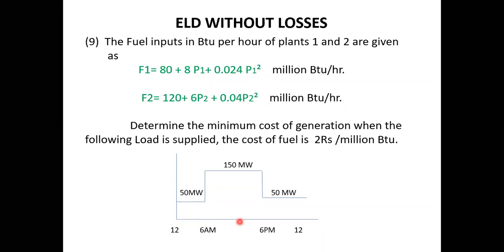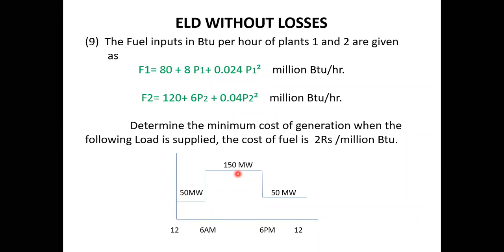12 to 6, at the same time 6 to 12. Means here 6 hours, here 6 hours. Totally 12 hours is present. This 50 megawatt load is present on the system for 12 hours. That is case 1. And coming to the case 2, here PD is equals to 150 megawatts.